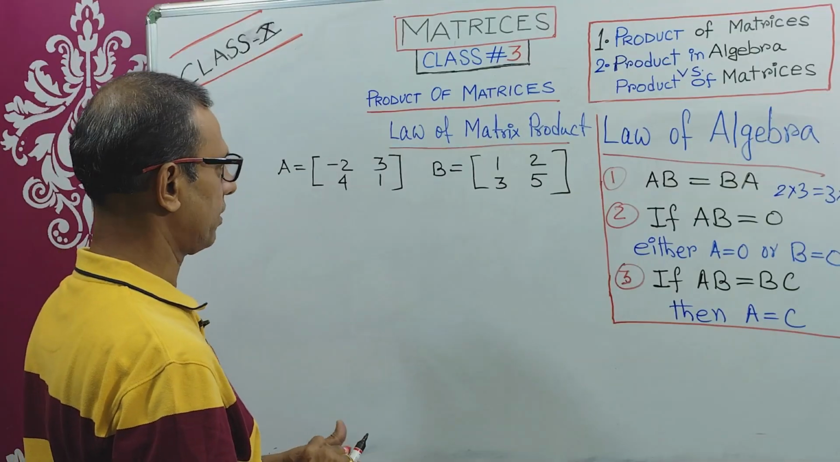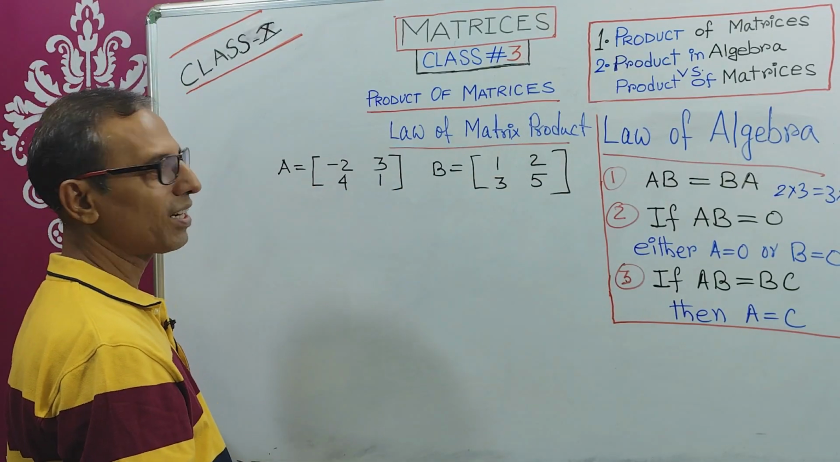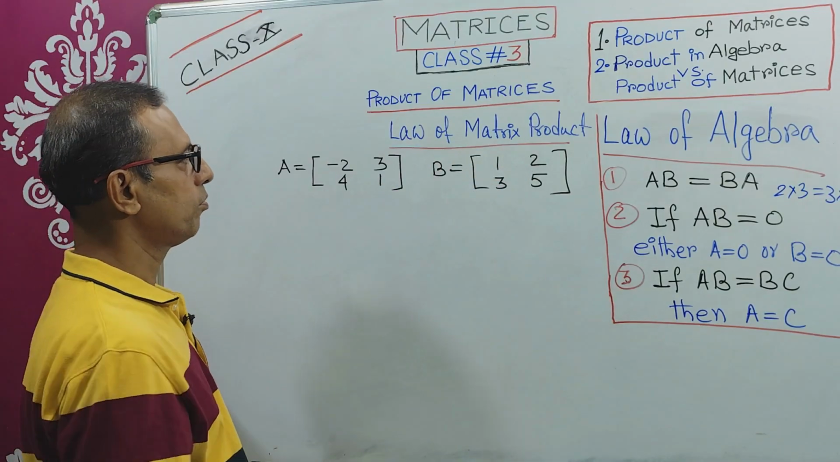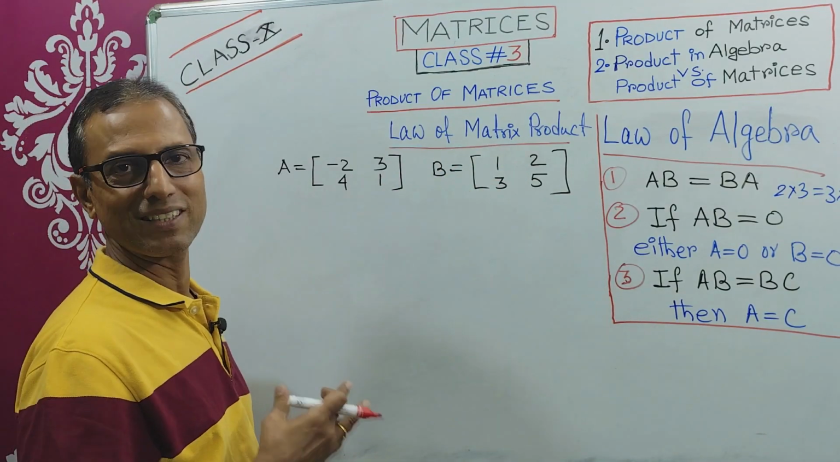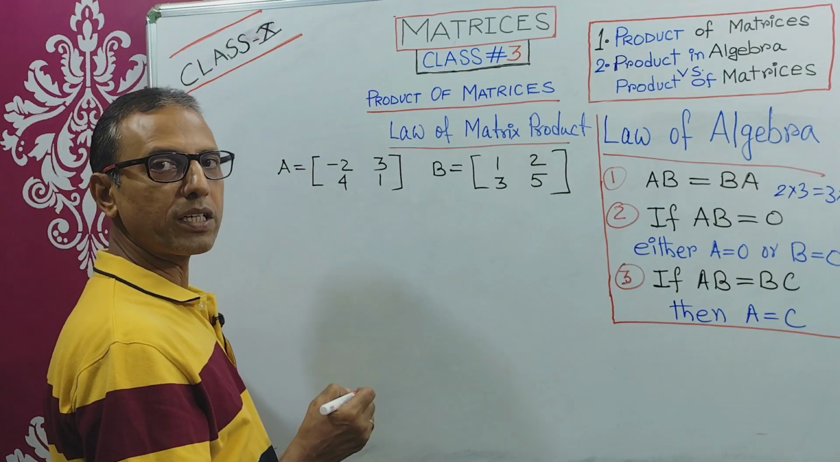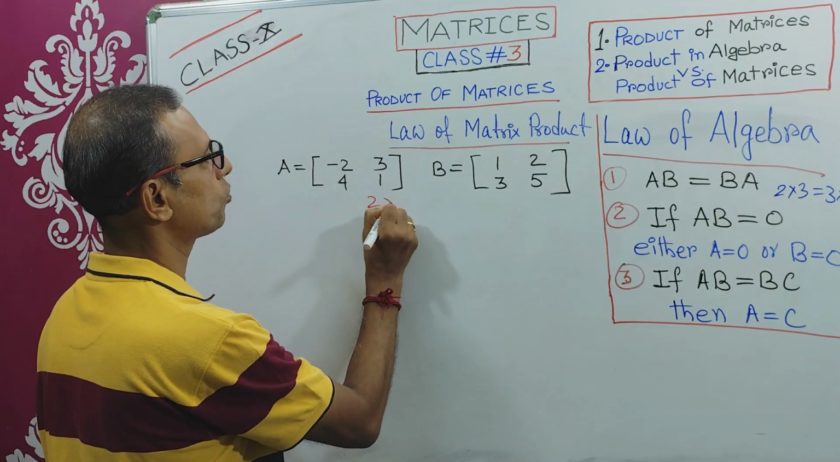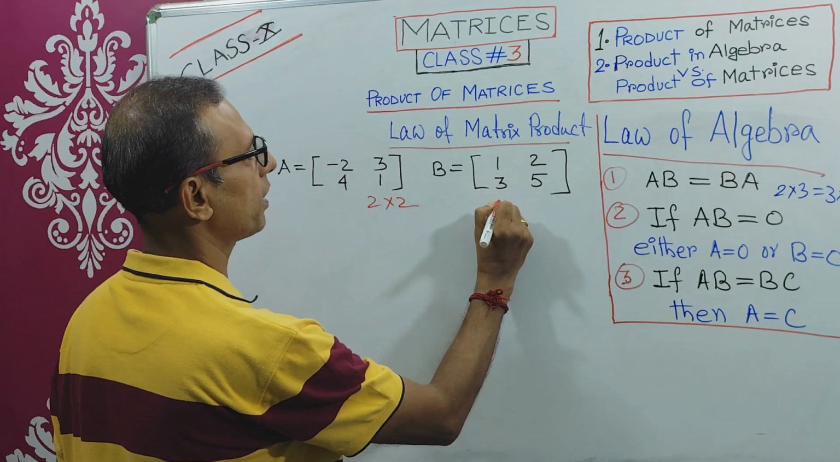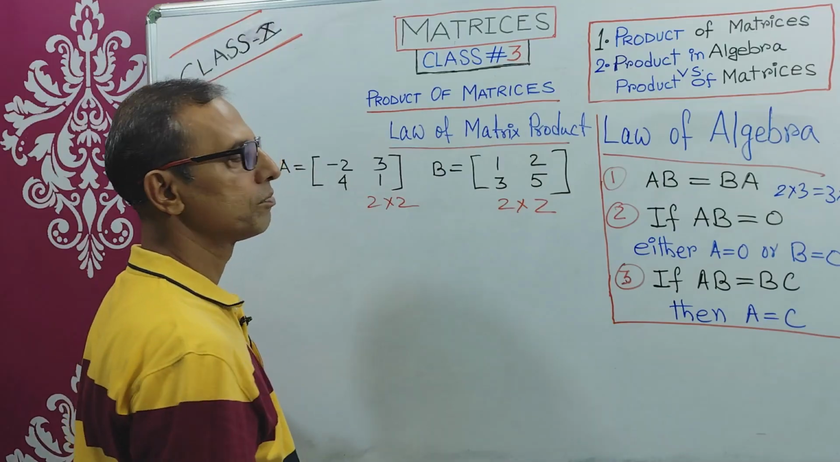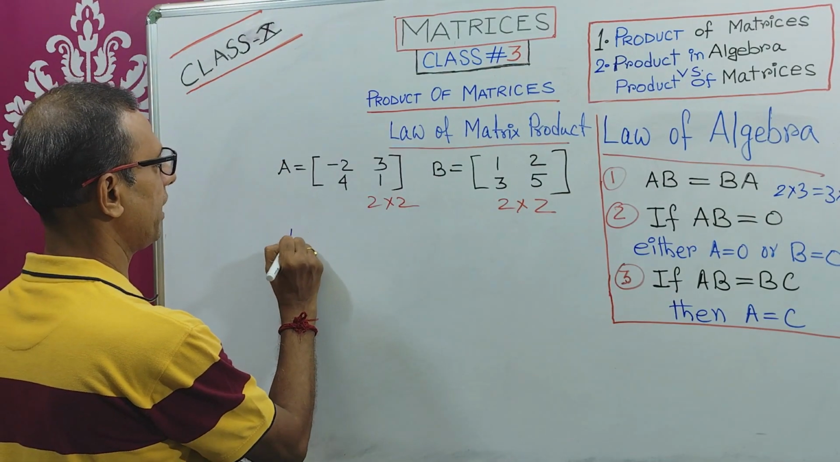What we will check here. So for example, this is the matrix A, this is matrix B. I have just taken both square matrices, but it is applicable for any matrices. So here you need to first check the order of both the matrices. It is 2 rows 2 columns, 2 by 2, and it is also 2 by 2. Now let's find out AB.